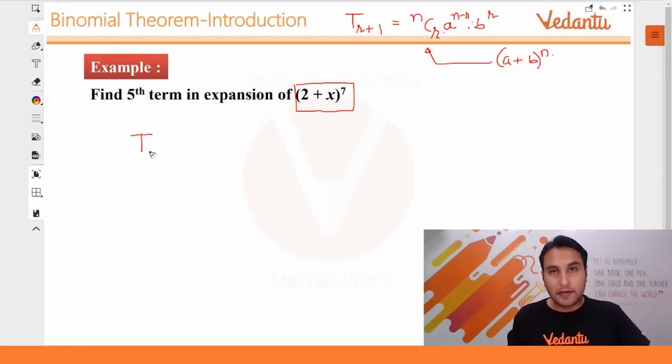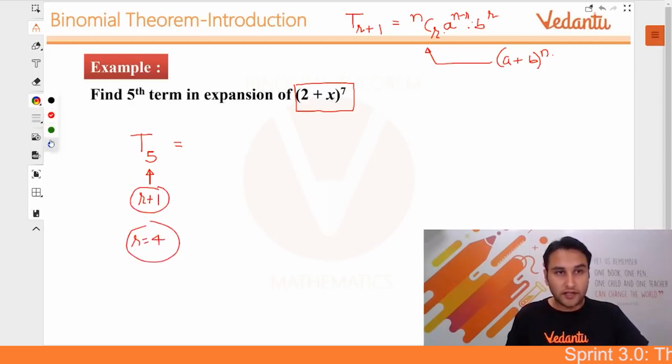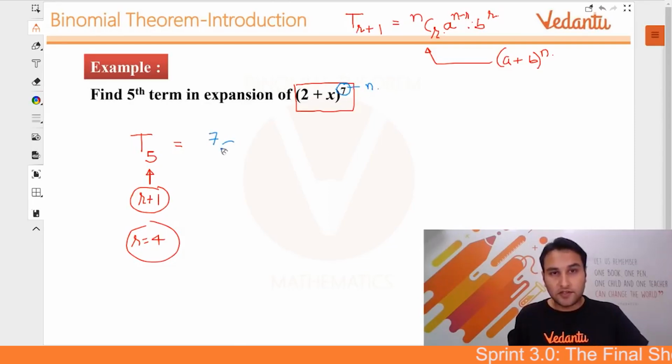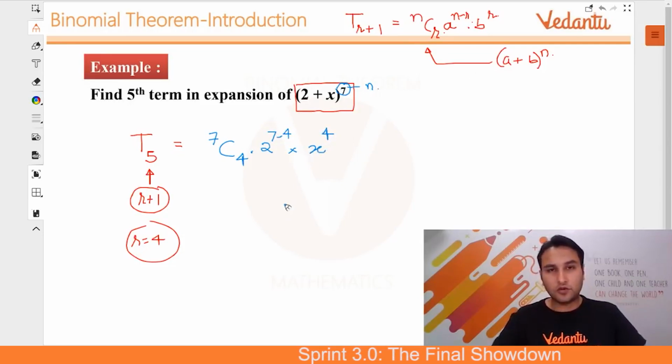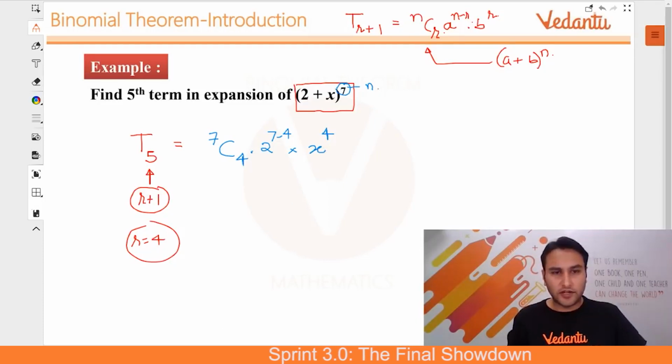Fifth term is T5. Remember, think of it as r plus 1. So what is r here? R is 4. Cool? R is 4. So what will T be? nCr. What is n here? N is your 7. So 7C4 into 2 raised to power 7 minus 4, n minus r, into x raised to power 4. Right? Cool?